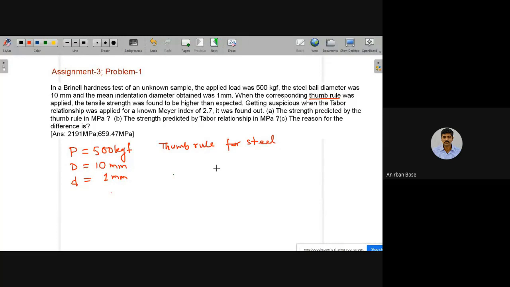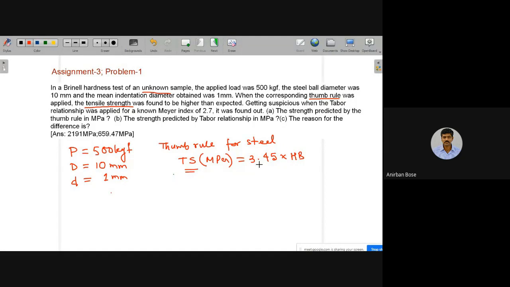For steel samples, the thumb rule is: the tensile strength in megapascal will be equal to 3.45 times the Brinell hardness number. So by using the thumb rule, we can find the tensile strength if it is a steel material. So what has been done? Using the thumb rule, the tensile strength of the material was initially found. Initially, it was an unknown sample, so we don't know whether it is steel or some other kind of sample. So directly, without knowing that, we used the thumb rule to find the tensile strength.